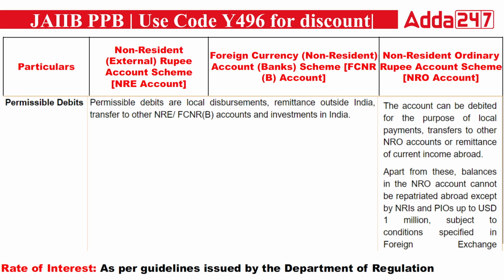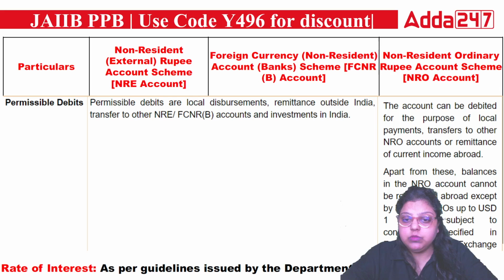In the NRO account, permissible debit is: the account can be debited for the purpose of local payments, transfer to other NRO accounts, or remittance of the current income abroad. Apart from these, balances in the NRO account cannot be repatriated abroad except by NRI and PIO up to $1 million, subject to the conditions specified in the foreign exchange rules. The rate of interest will be paid as per guidelines issued by the Department of Regulation of RBI from time to time.